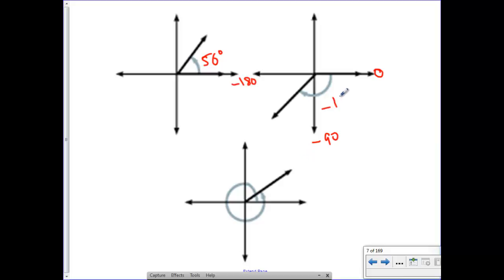Sure, yeah, you could say negative 120, whatever you think it is in there. But the point I want to make on this one is that if you go backwards, it just means we count it as a negative angle. That's all.